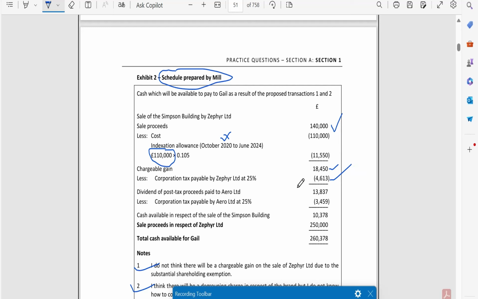And the question has told us both companies pay tax at the main rate, so 25% is correct. The dividend of the post-tax amount is received by Aero Ltd, so this will be paid as a dividend to Aero Ltd. We have to recalculate all these figures in order to arrive at the correct one. And corporation tax payable on Aero Ltd at 25%: see, we don't have to pay any tax on the dividend, it is exempt in the case of a company. So this one is incorrect, done by Millie, and we have to omit this. After that, the cash will be the sale of the index building. Definitely, yes. So these two are the errors made by Millie in respect of this building.